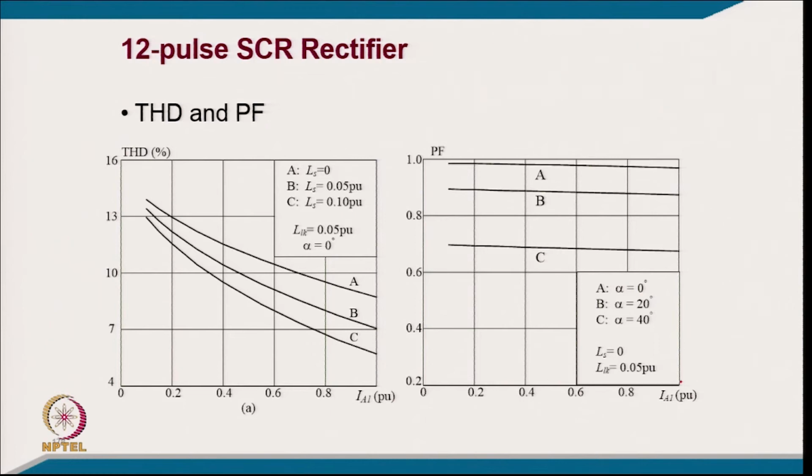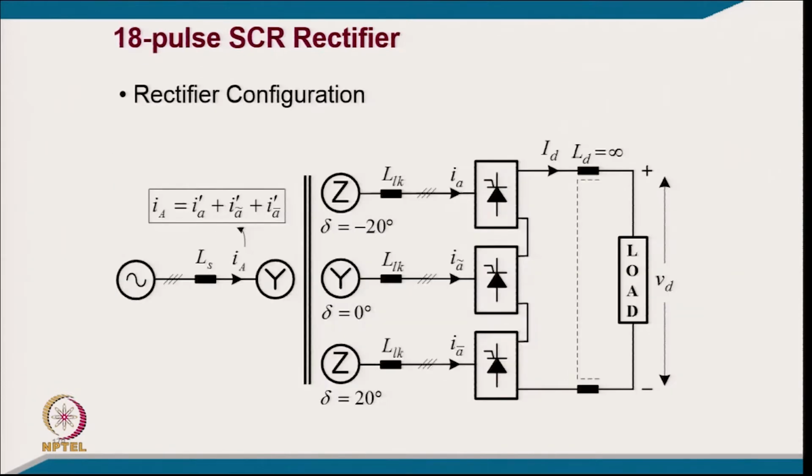And then the effect of the leakage reactance or the source inductance: 0.5%, 10%. Your TAD reduces, but with the firing angle the power factor reduces, because the firing angle certainly causes a reactive power burden. As you increase the firing angle, your displacement factor gets poor, proportional to cos alpha, and you will have a reactive power burden along with the harmonics. So of course harmonics are reduced, but the reactive power burden is there because of this.